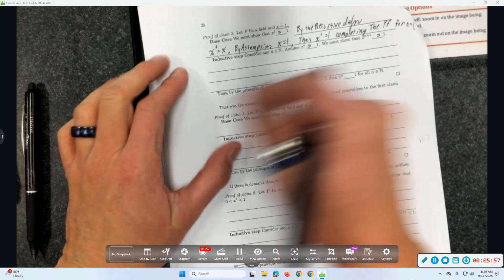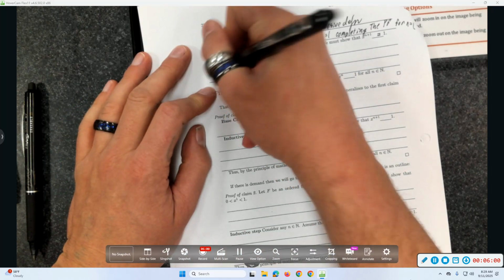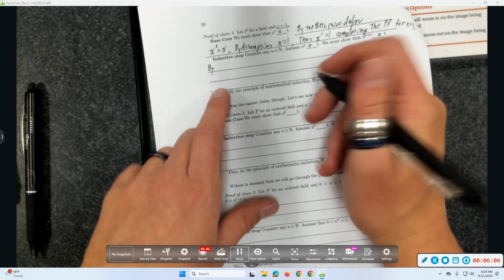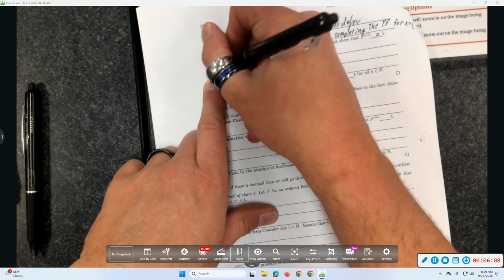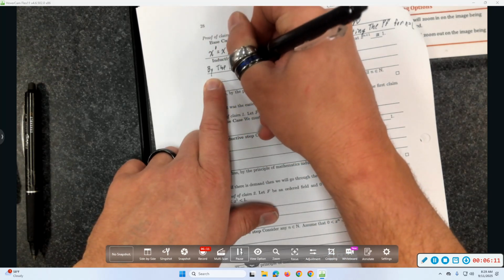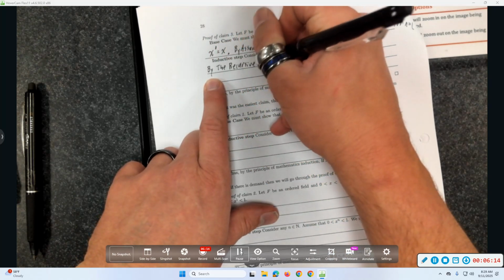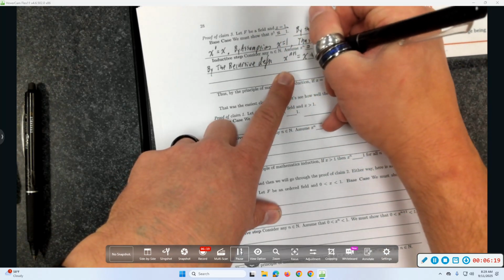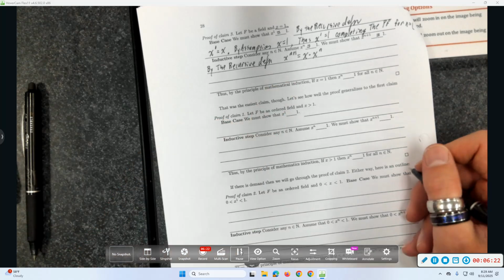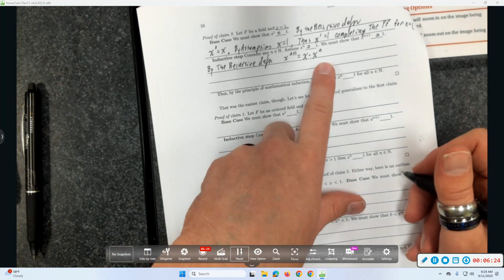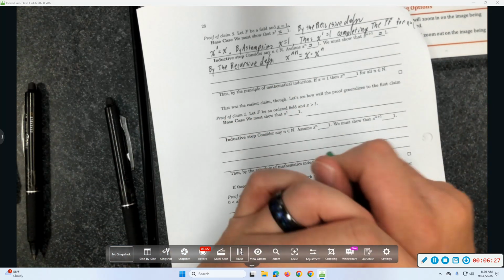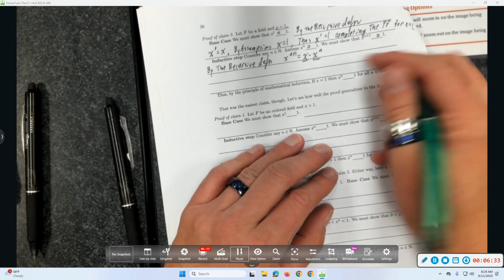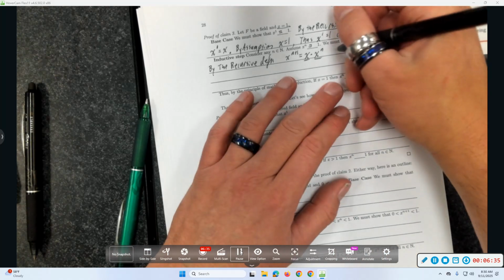So let's proceed to do that. And there's our recursive definition here. By the recursive definition, what is x to the n plus 1? It's x times x to the n. Let's see. There are two things that I can think about now. I know what x is. It's 1. I know what x to the n is. It's 1. So let's just write down both of those.